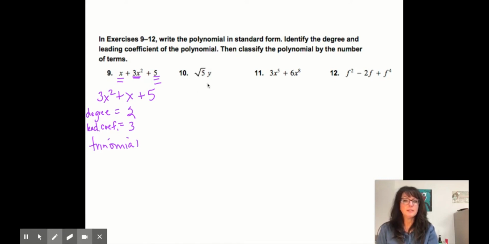Okay, switch colors. Over here, there's one term, it's a monomial. So I would just simply say that this is standard form, okay? My degree is equal to 1. The leading coefficient is the coefficient of y, or the square root of 5. And then because there's only one term, this is a monomial.